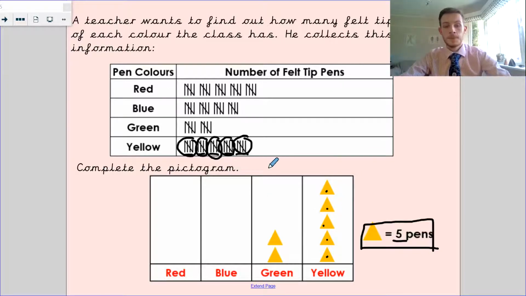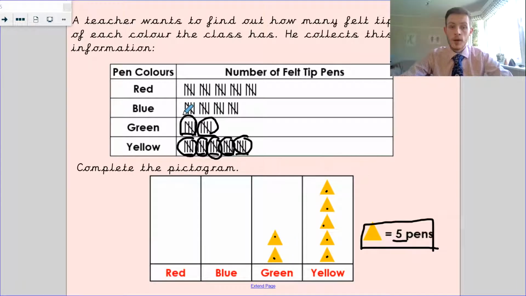Perfect. Now let's look at green. Green has got 1 full set of 5 and another full set of 5. So that's 5 and another 5 makes 10. So I need 2 lots of 5. Well, my triangle's worth 5 and I need 2 of them. So 1, 2. Perfect. My green's correct.